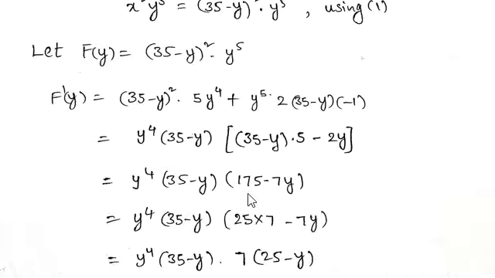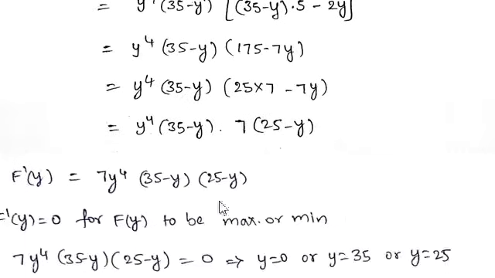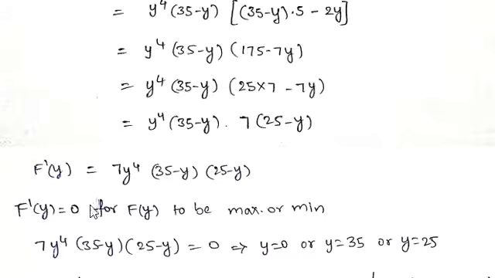We write this as it is, and 175 we write as 25 into 7, minus 7y. So here you have 7, and we can take 7 common, giving 25 minus y. When you rearrange these terms, f dash y we got is 7 into y to the power of 4 into 35 minus y into 25 minus y. So equate this f dash y to 0 for f of y to be maximum or minimum.